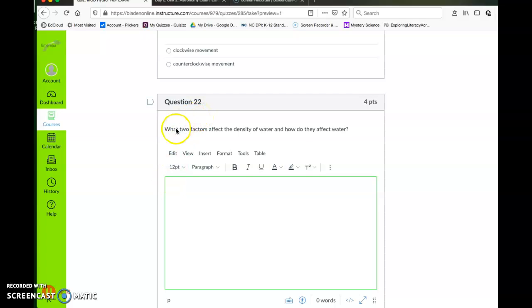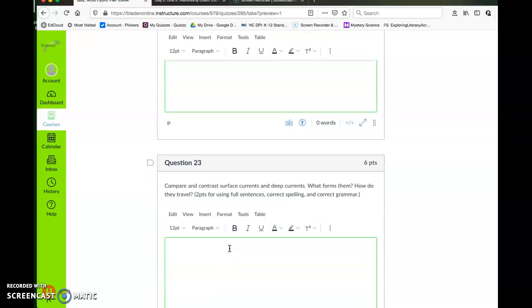Question 22. What two factors affect the density of water and how do they affect water? This is worth 4 points. What two factors affect the density of water and how do they affect the density?